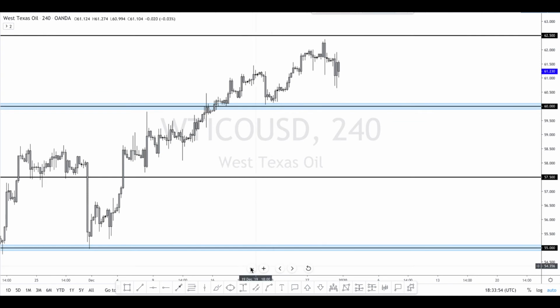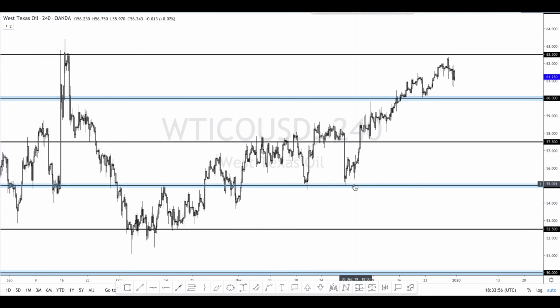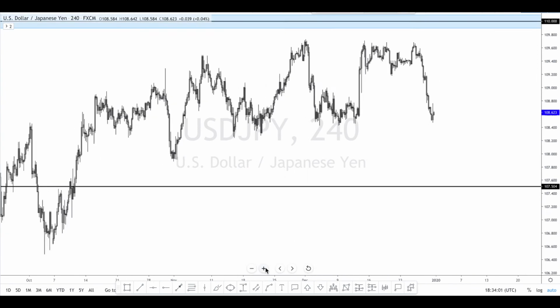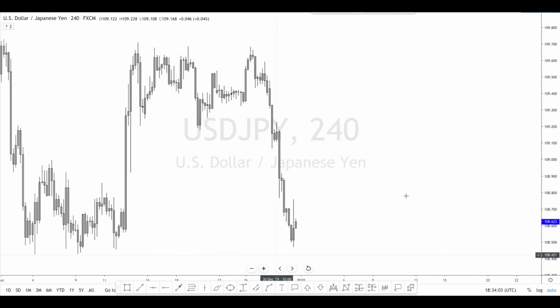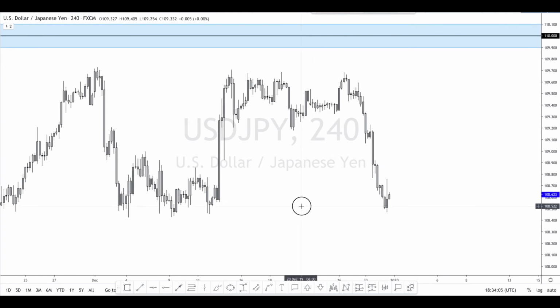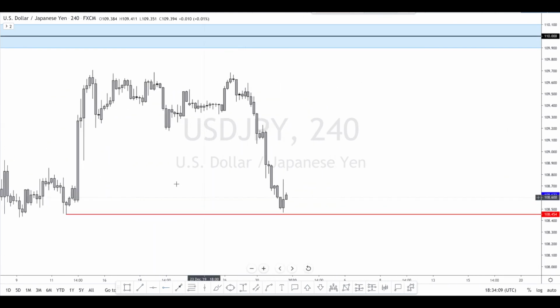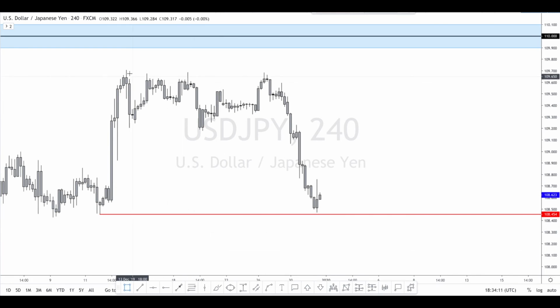Another example of some chart patterns. Obviously, you can look at this as a double top. US dollar yen, even US dollar yen. You see the exact thing again. So this is a great example of different market phases with a market pattern as well.